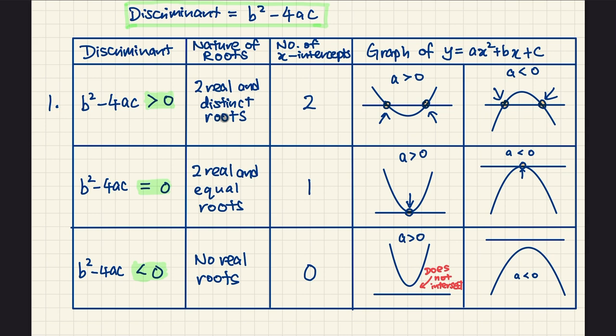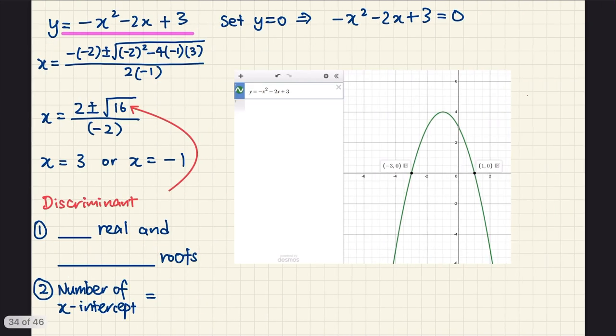What it tells us is that if we were to solve a quadratic equation and the b squared minus 4ac is greater than 0, then we have two real and distinct roots. If we were to draw or sketch the quadratic graph, then that will lead us to having two x-intercepts like this. So we're going to look at the first case.